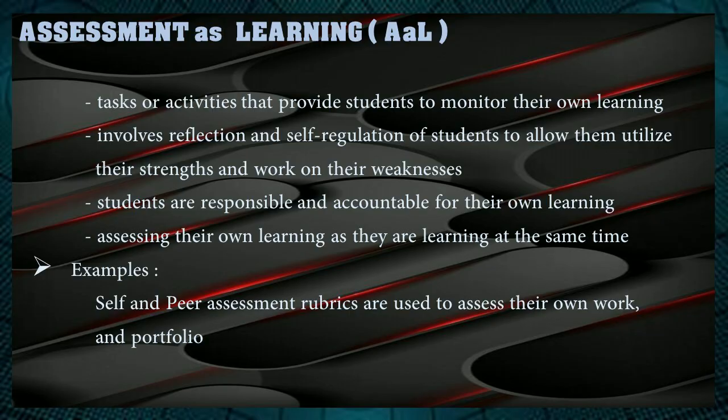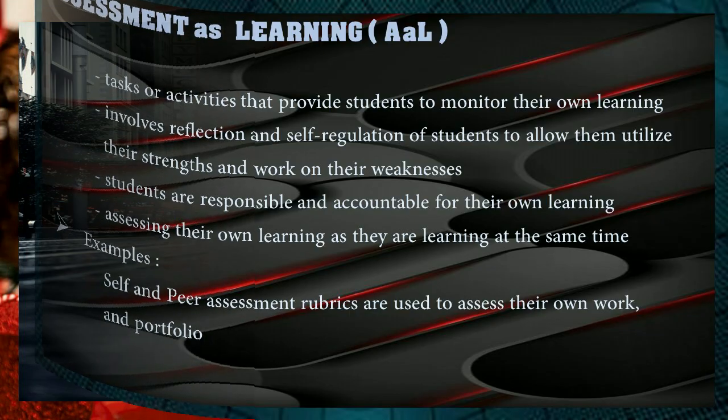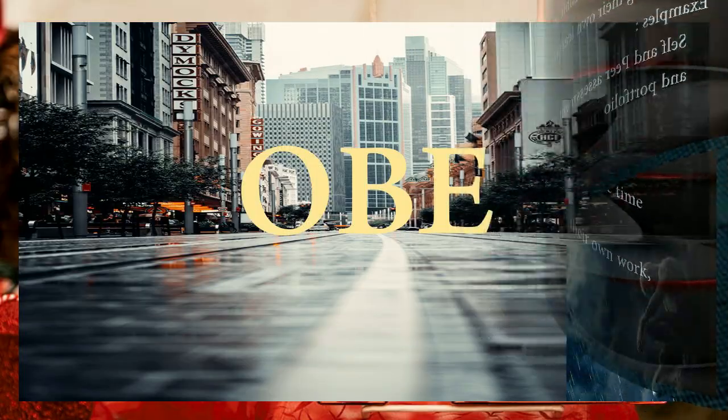Examples: self and peer assessment, where rubrics are used to assess your own work. Say you do something and then you are given rubrics and then you are going to assess it. And later you can realize your weaknesses and your strengths in doing that work. Another one is the portfolio, wherein you can realize your weaknesses and strengths in doing it, as the teacher is going to give you a grade in your portfolio. The teacher is going to give comments in your portfolio.